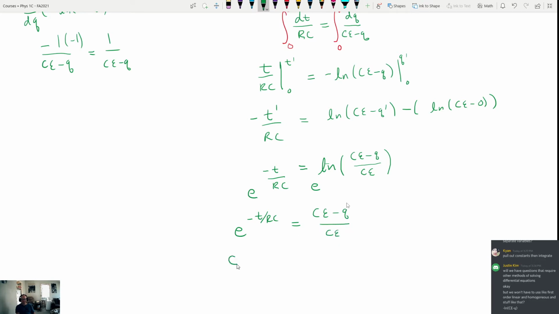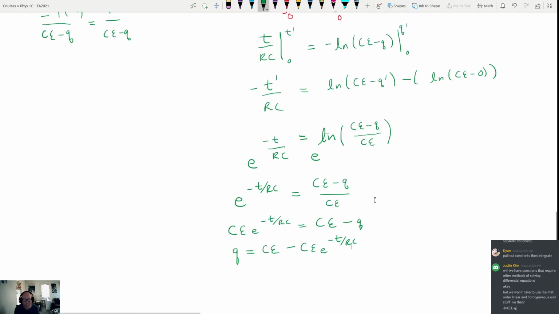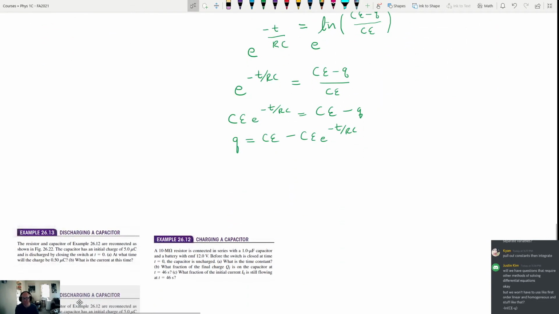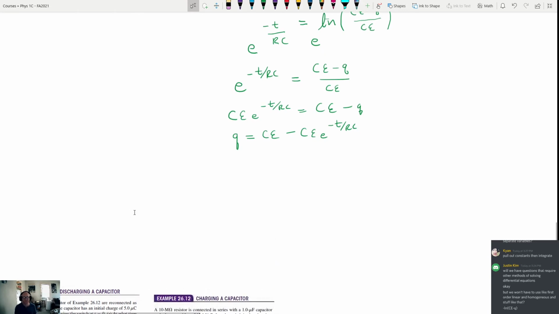Multiply the CE to the left-hand side, so we'll get CE e to the negative t over RC is equal to CE minus Q. And now we'll just add the Q and subtract this piece to the right-hand side. So the Q is going to come over here, and we're going to get Q is equal to CE, that term, minus this thing. Okay, kind of a long derivation here, but the result is pretty simple. We're pretty much there. Now we can factor out the CE from both terms.